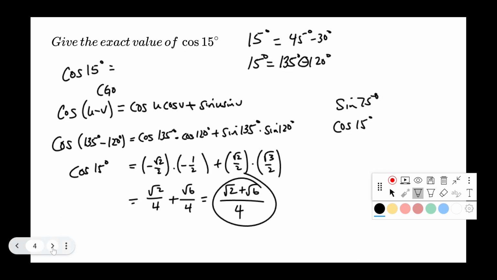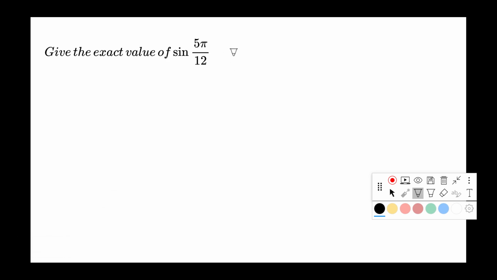Okay? All right, let's try it with radians. We're going to try to find the sine of 5 pi over 12. Now in radians, it's a little more complicated because there are no 12ths on the unit circle. So the easiest way to do it, I think, is to keep denominators of 12, make the numerators add to 5 pi, and then reduce to make sure that both of those angles are on the unit circle. So I'll give you an example.